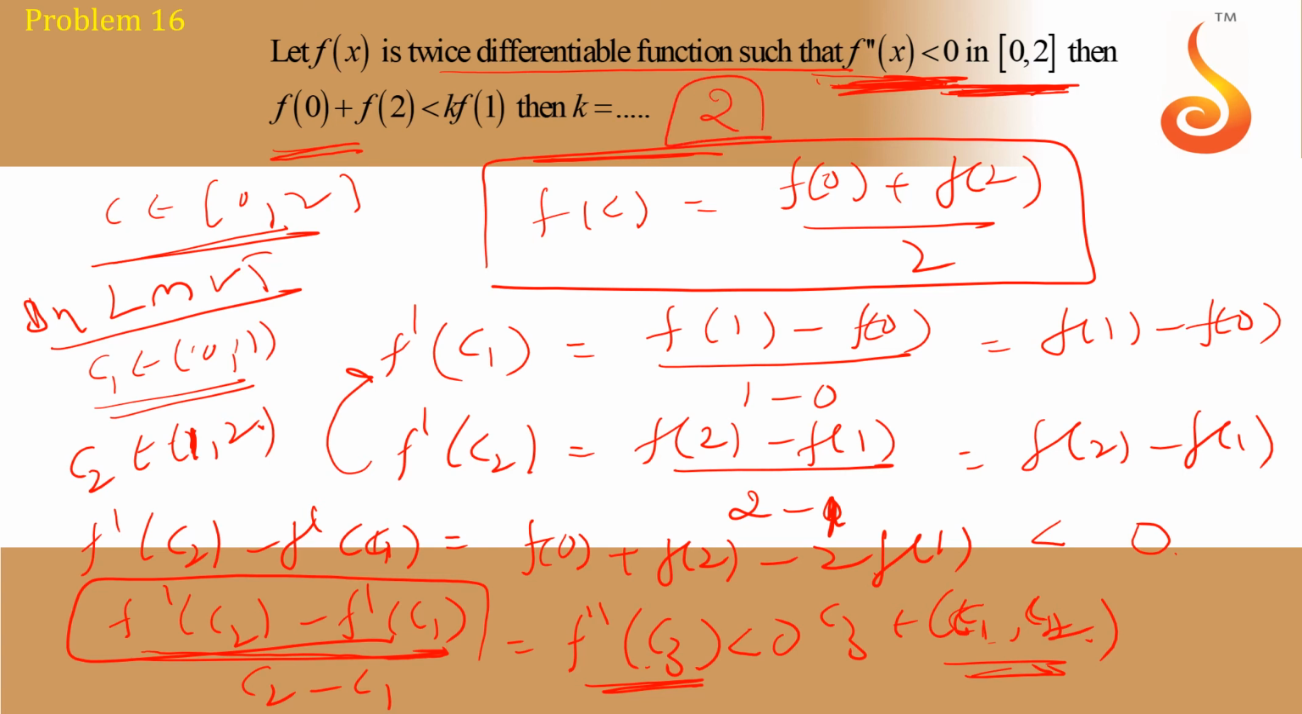See, repeatedly, first I applied the intermediate value theorem, to say that (f of 0 plus f of 2) by 2 will be some value for f of c, where c is between 0 to 2. Then I applied LMVT and I used f double dash x less than 0. Then I got a relation f of 0 plus f of 2 less than 2f of 1. So k value is 2.